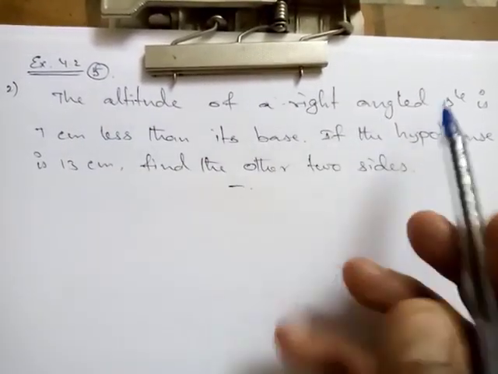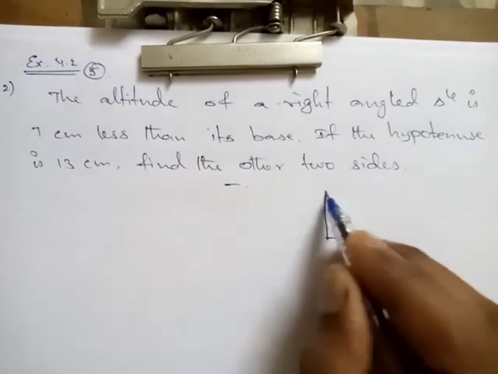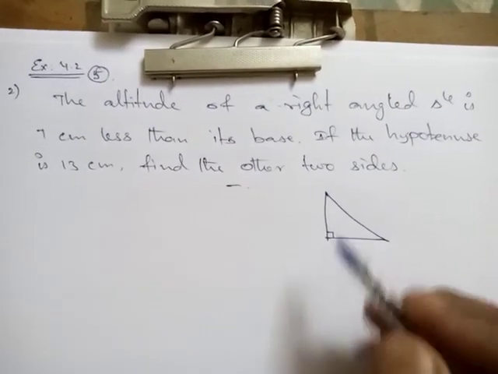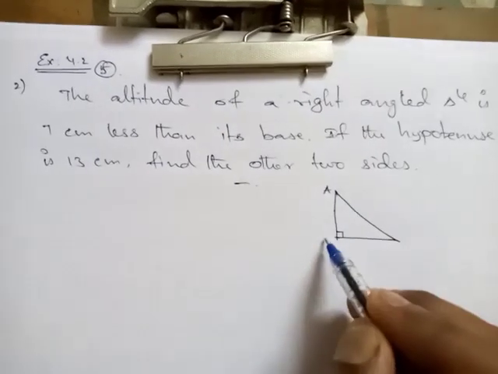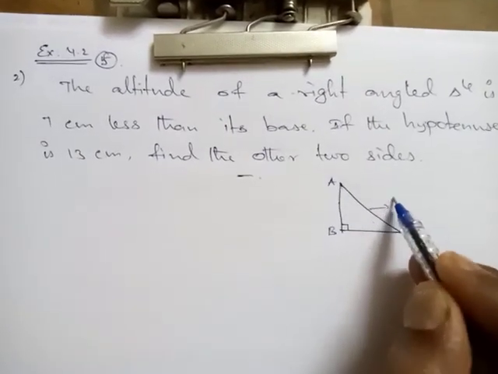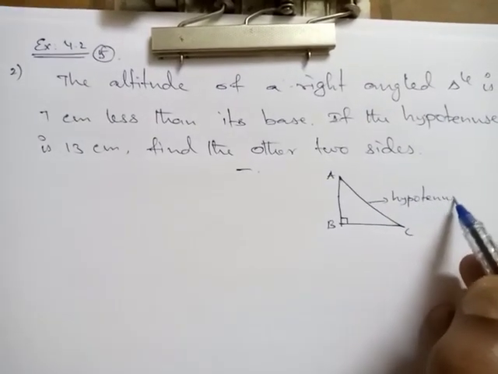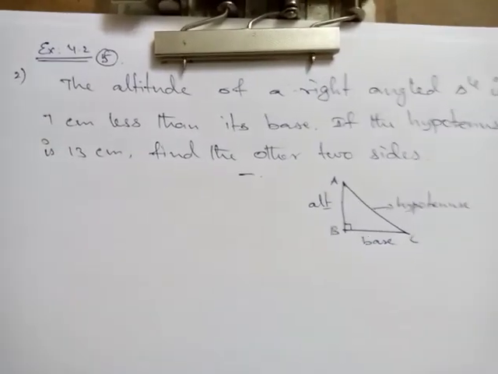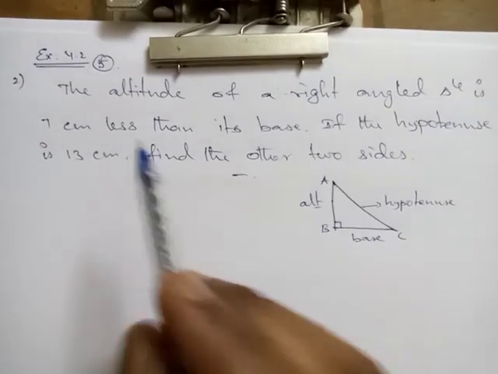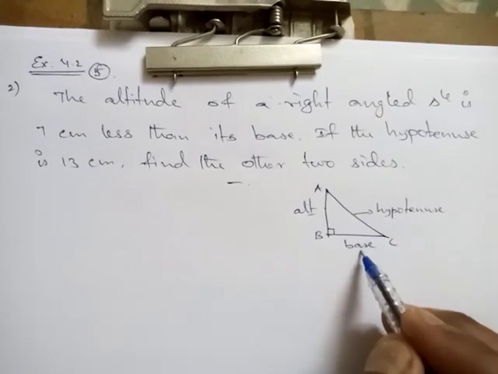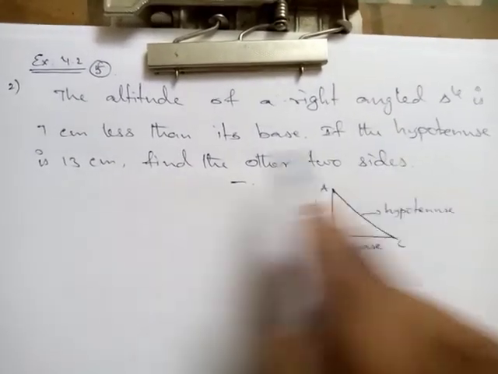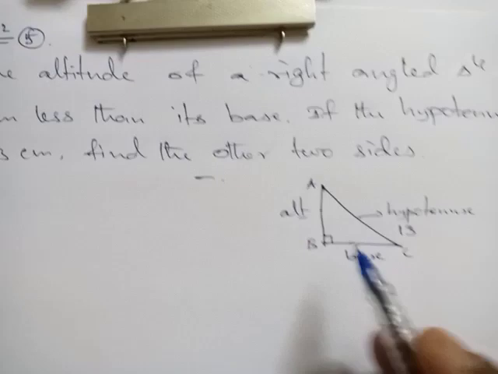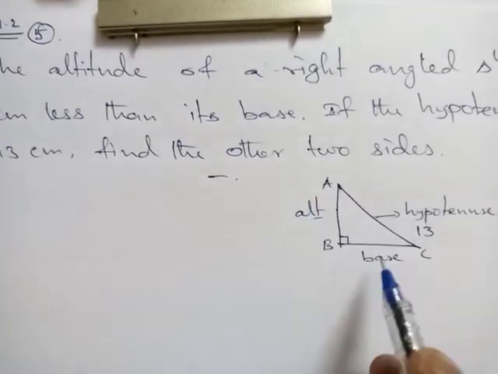Here the altitude of the right angled triangle, which one is altitude? Yeah, this is altitude. Just think ABC: this is hypotenuse, this is base, and this is altitude. What they gave: the altitude of the right angle triangle is 7 centimeter less than its base. So this value we don't know, this value we also don't know. The hypotenuse is clearly given as 13 centimeter, base we don't know, but this altitude is 7 centimeter less than this base.